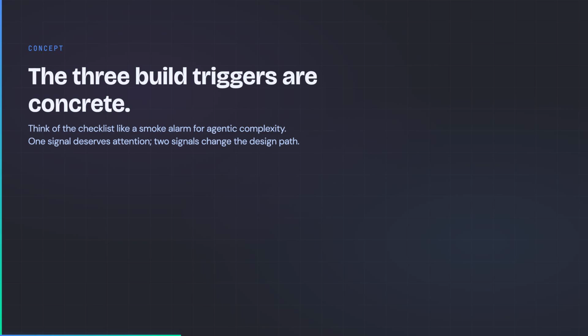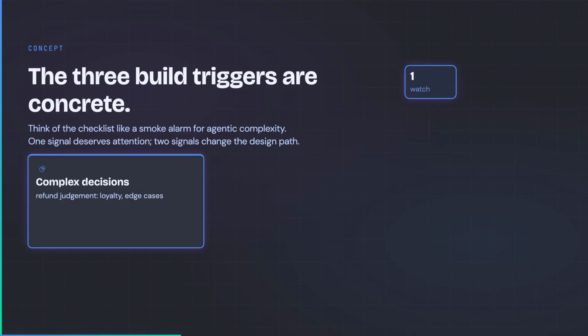Now we turn the judgment into named signals. Think of this as sorting support work before choosing the machine that handles it. Complex decisions mean the right answer depends on context. A refund judgment changes when loyalty and edge cases affect what the business can honor.